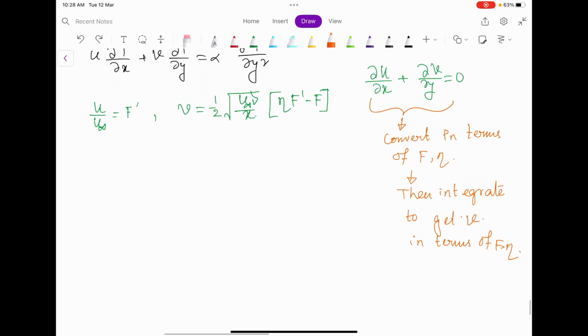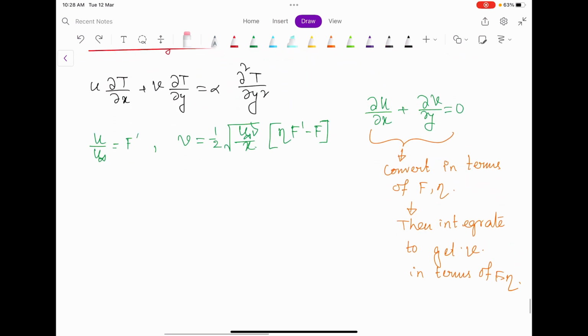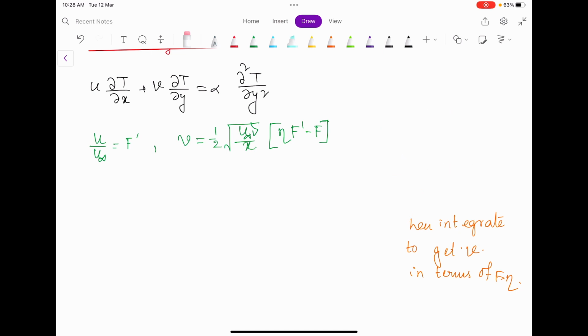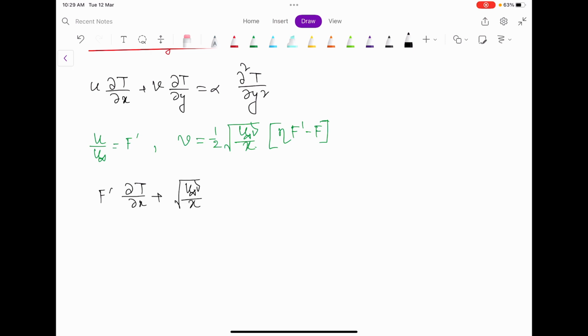Okay, so now let me remove this writing because I want the space to be clutter free. Now, this becomes f dash into del t del x plus u infinity nu x, right, del t del y is equal to this.